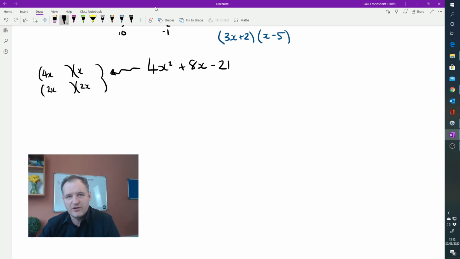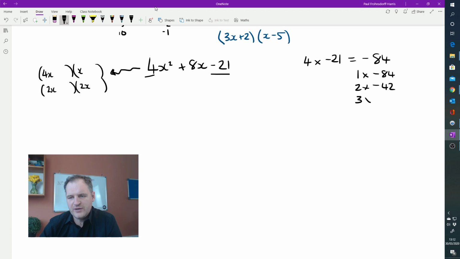If it was 36, you'd have 1 and 36, 2 and 18, 3 and 12, 4 and 9, 6 and 6. There's lots of different combinations it can be. Whereas, if we do our simpler 4 lots of minus 21, is minus 84. List our factors. 1 times minus 84, 2 times minus 42, 3 times negative 28, 2 and 24.